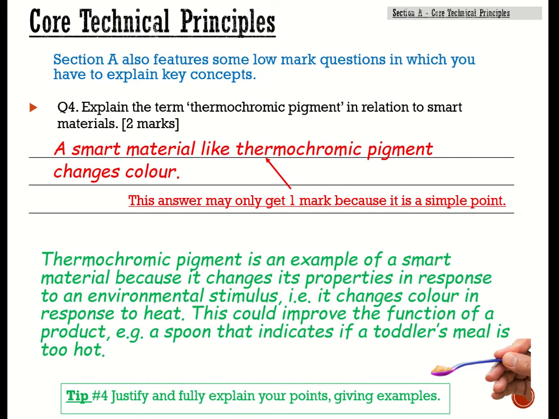So tip number 4, justify and fully explain your points giving examples. Note the number of marks available. If it's more than 1, it's probably looking for a justification or an example.